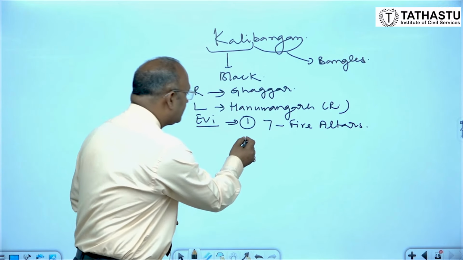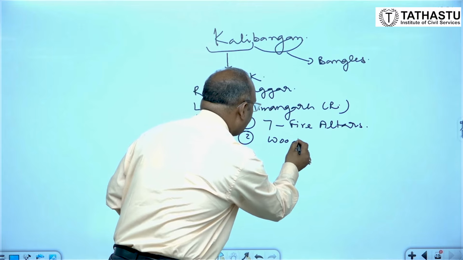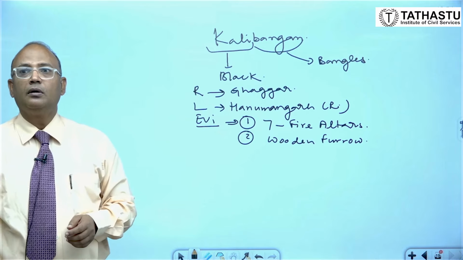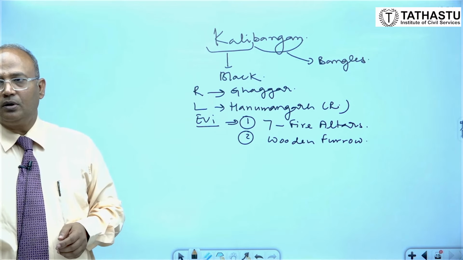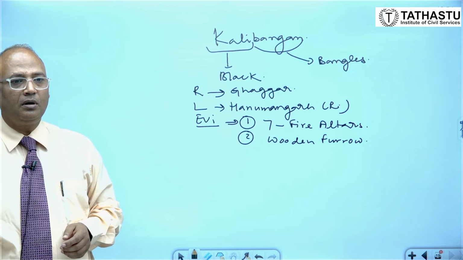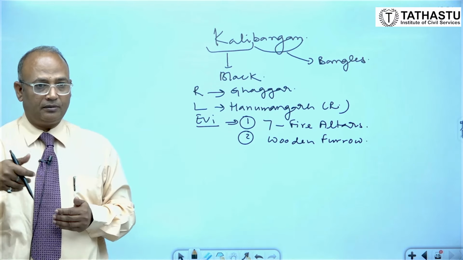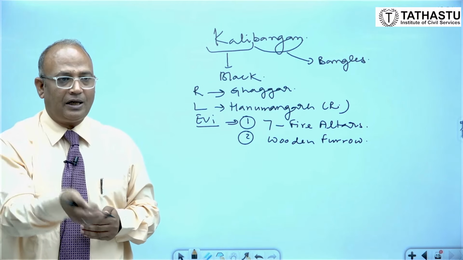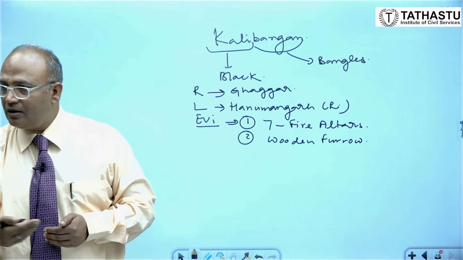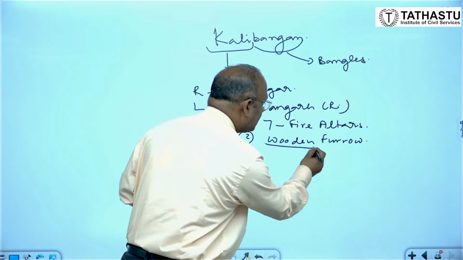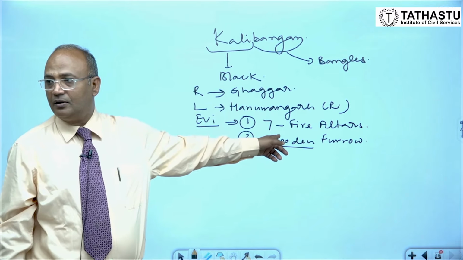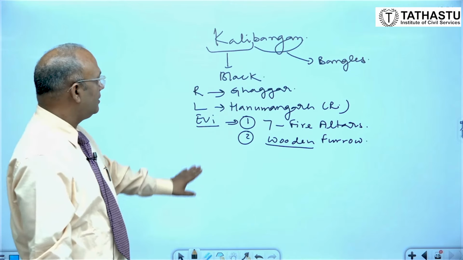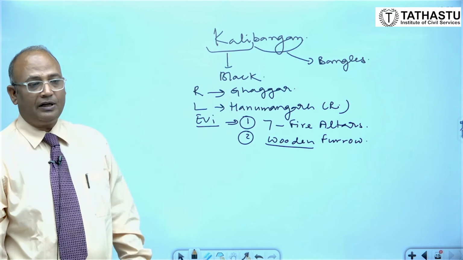Okay, fire altar. Next, we have got a wooden furrow. Wooden furrow means, you know, furrow, how to plow the field, by hull. Furrow means how to plow the field. It means that Harappan people knew perfectly about plowing the field. And their furrow was made of which thing? Wood, not metal, made of wood. So these are the two important evidences of Kalibanga.